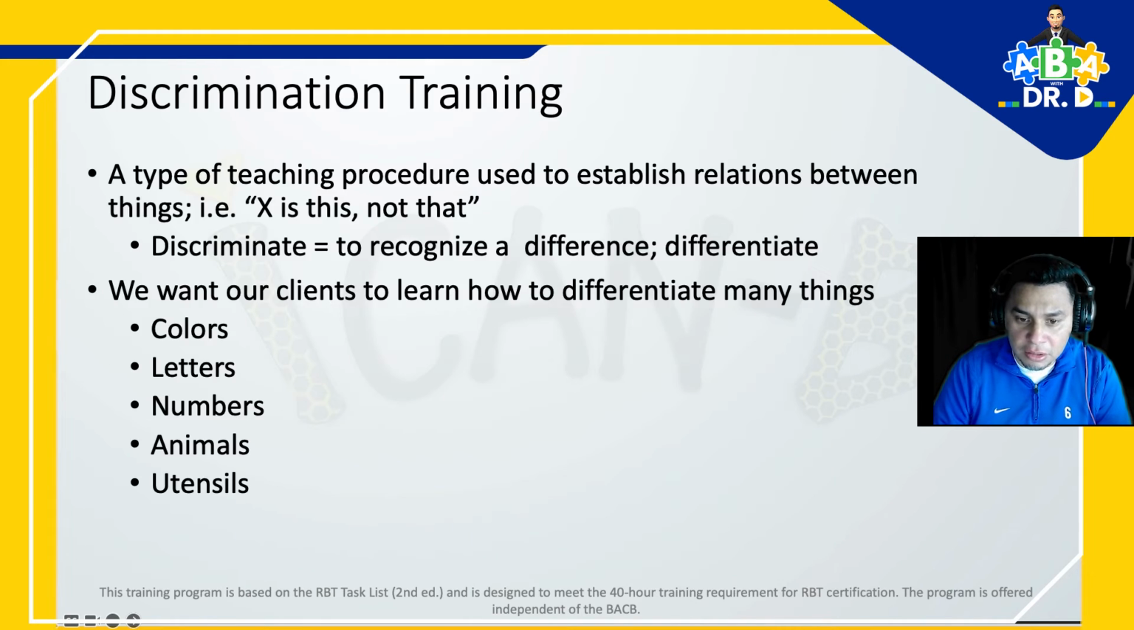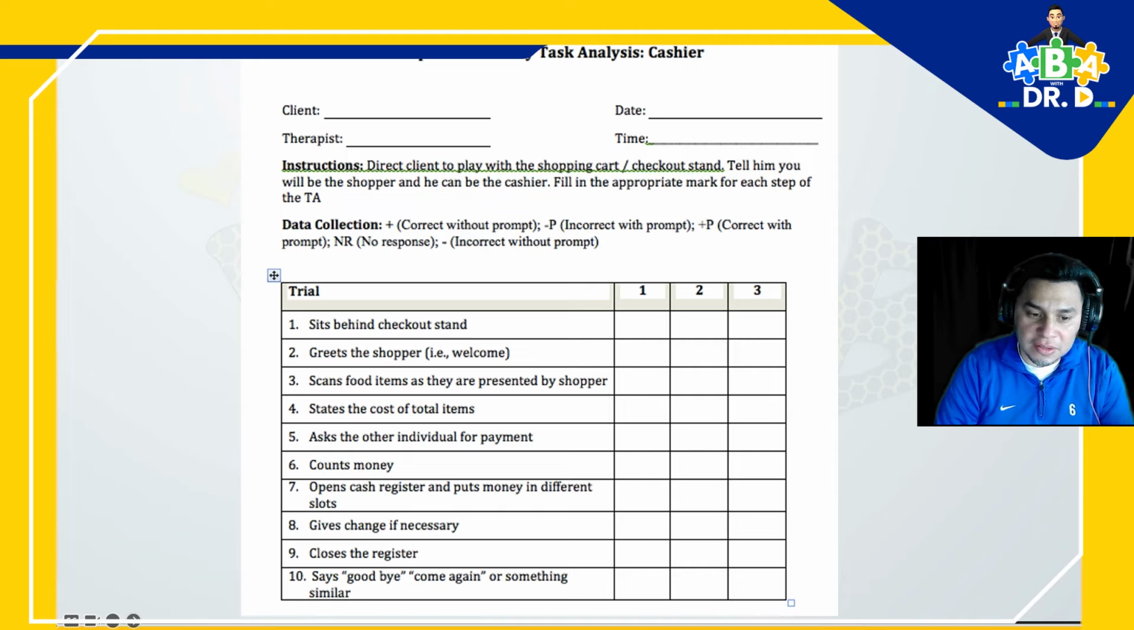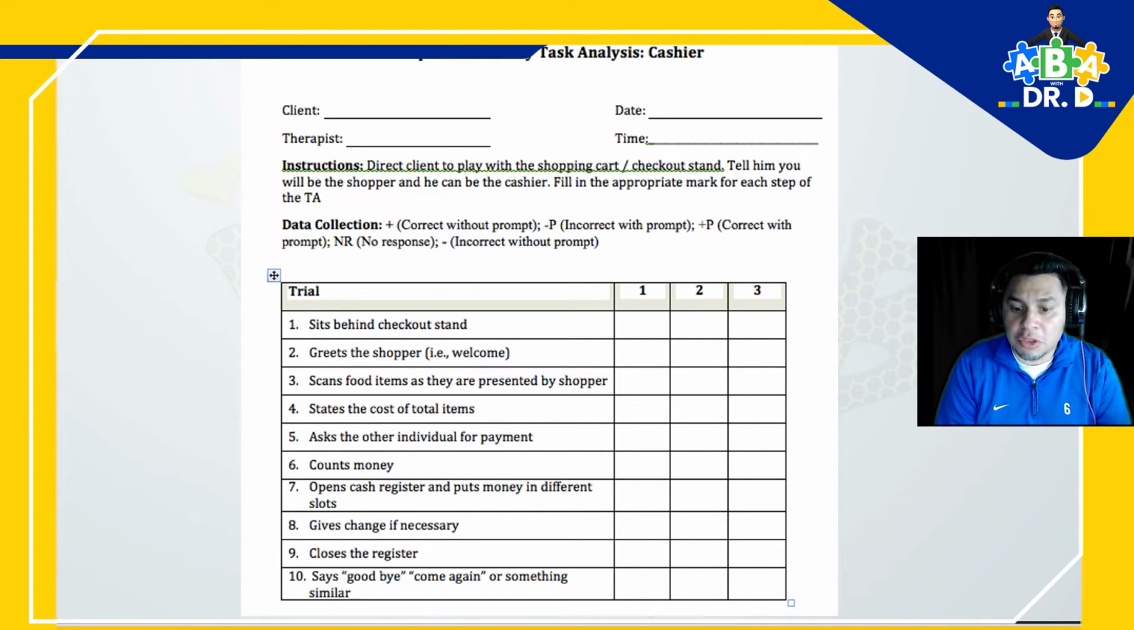So basically here you're going through all these steps. The first step would be sits behind a checkout stand. So if I'm going to do a backward chaining procedure, I'm going to literally prompt all the steps up to number 9. And then number 10 is the one that I'm going to focus on. So here I'm going to teach the client to say goodbye, come again, or something similar. So that's what the client's going to say to me if I'm doing backward chaining. Okay, so like I said, that's very much about the difference.